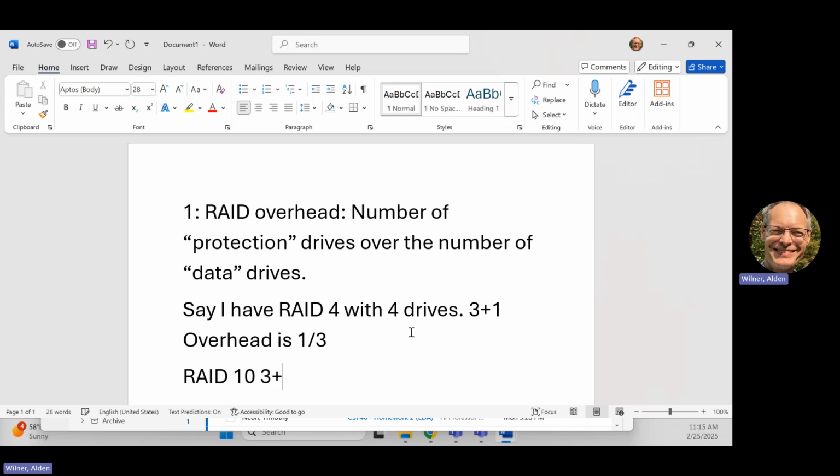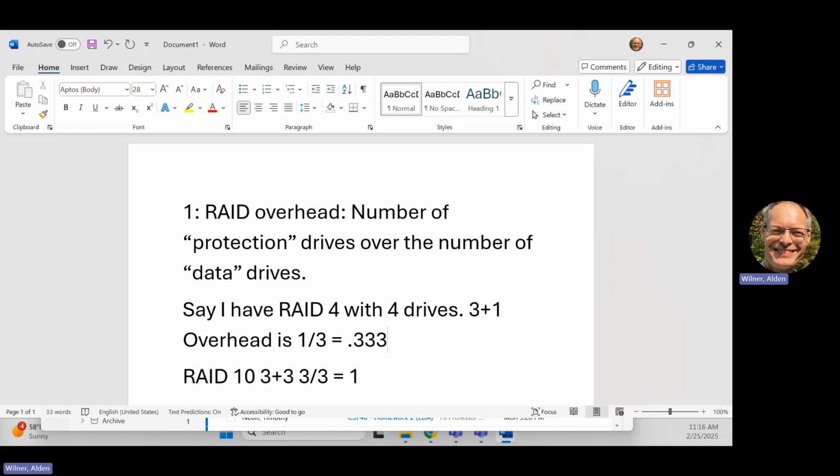So if we have a RAID 10 with 3 plus what? We're going to build a RAID 10 volume. What's it going to be? 3 plus, how many parity drives do I have in a RAID 10? 3. I have 1 mirror drive for every data drive, because RAID 10 is a striped RAID 1. RAID 1 is just a mirror drive for everything. I don't really have a parity, I just have a full extra overhead. So the overhead in this case is 3/3 equals 1. In the other case, it's 1/3 equals 0.3333.